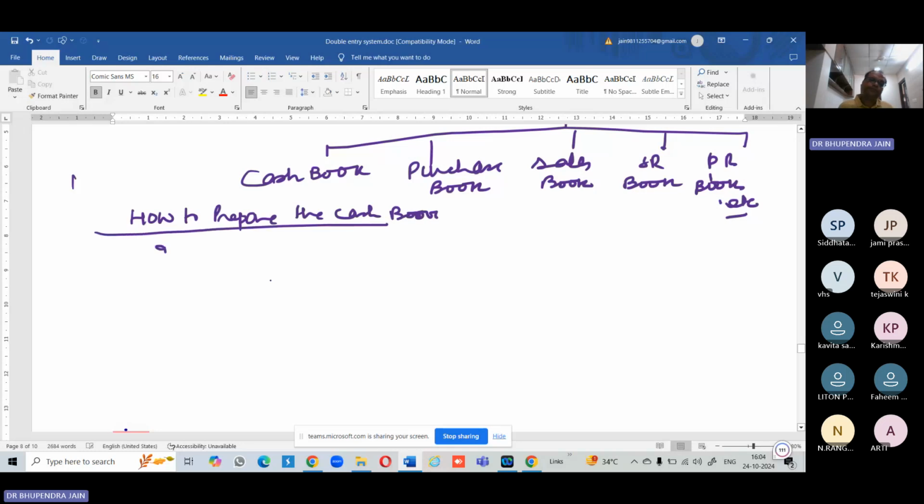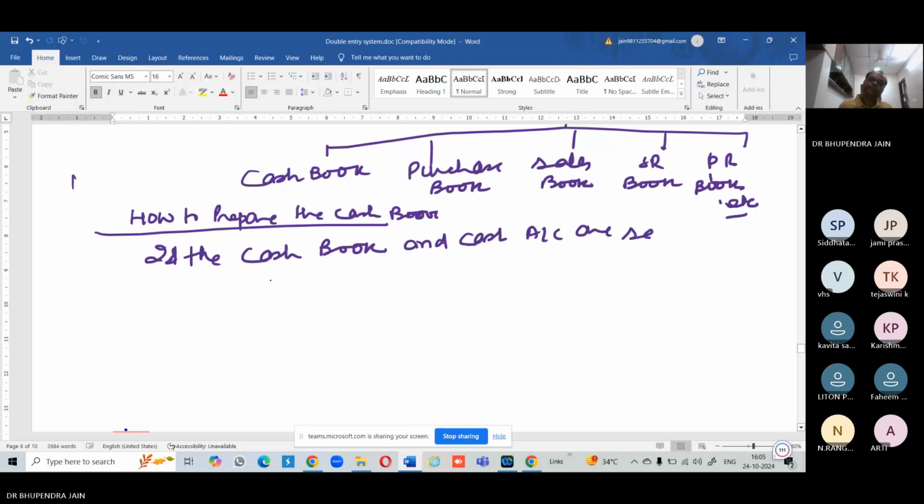Now, first my question. Are the cash book and cash account the same? Cash account we prepare in the ledger book. And the cash book is a separate set of the ledger book. Due to the huge transactions, it is not feasible to record all the transactions in one book. That's why we prepare another book. This is called the cash book.